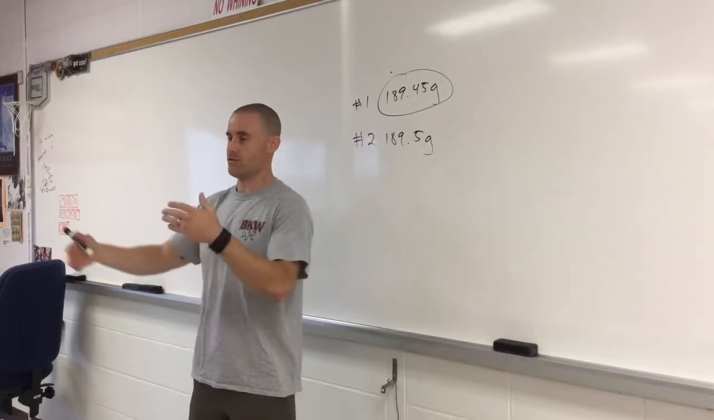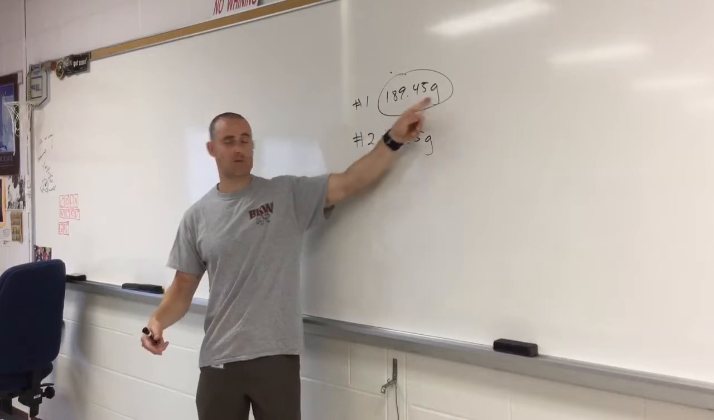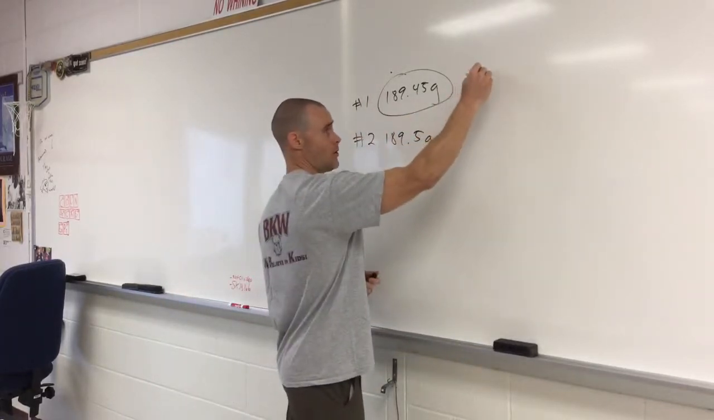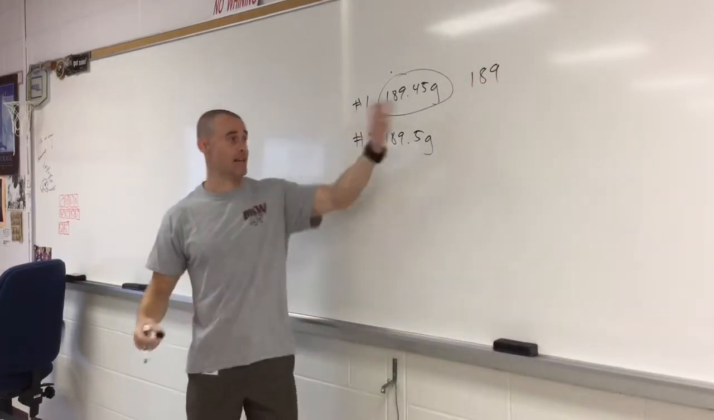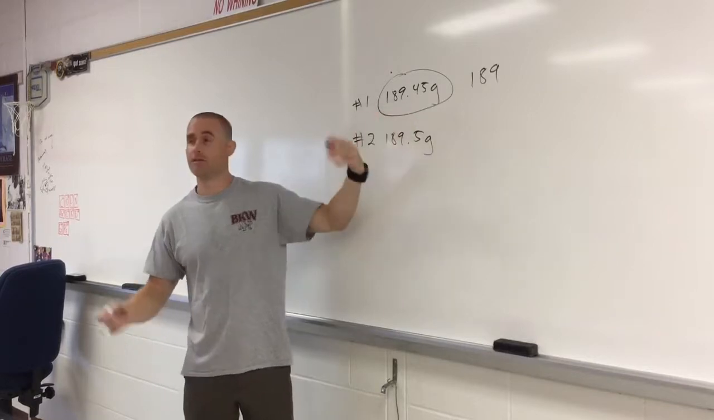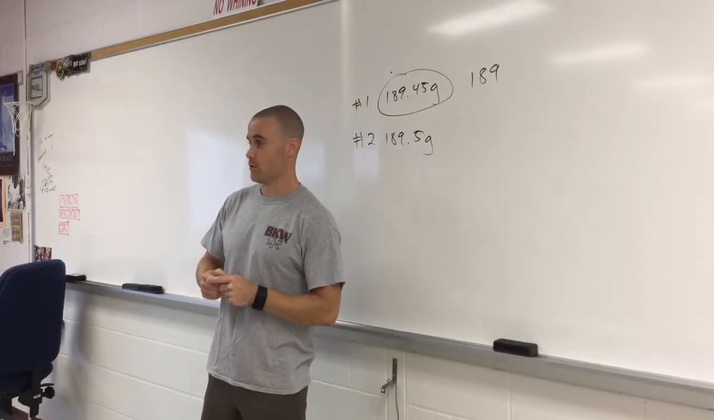Okay, there's tens and then there's the ones place. So measurements with more decimal places are more significant. If the scale only told me 189, that's even less significant than these, right? So more decimal places usually means more significant. Does that make some sense? Steve, you with me? Yep.